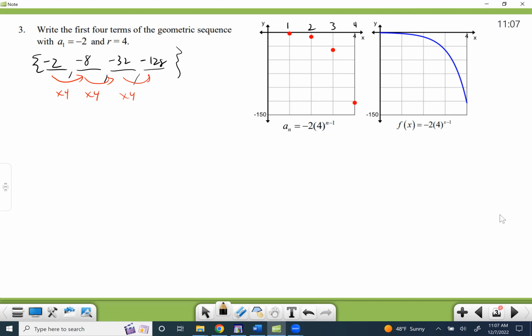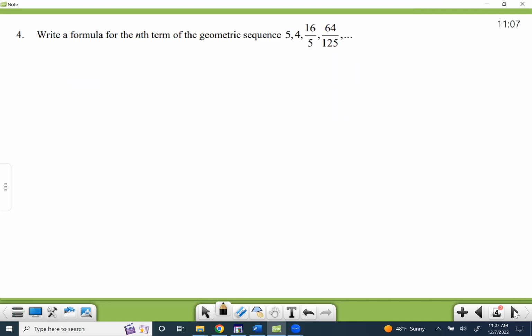All right, let's go to the next one. Write a formula for the nth term of the geometric sequence.